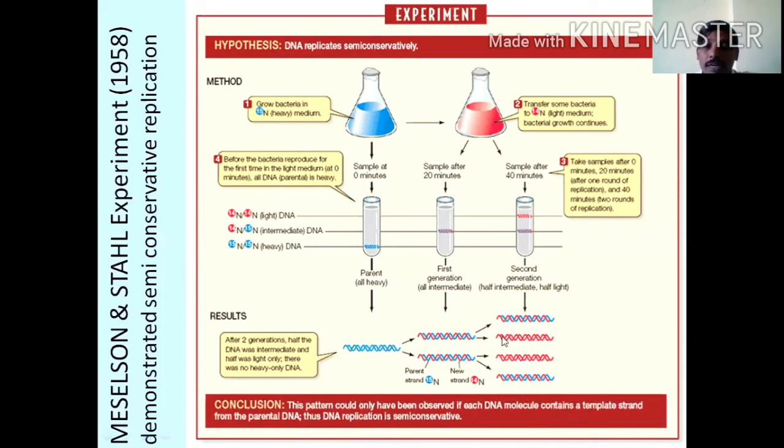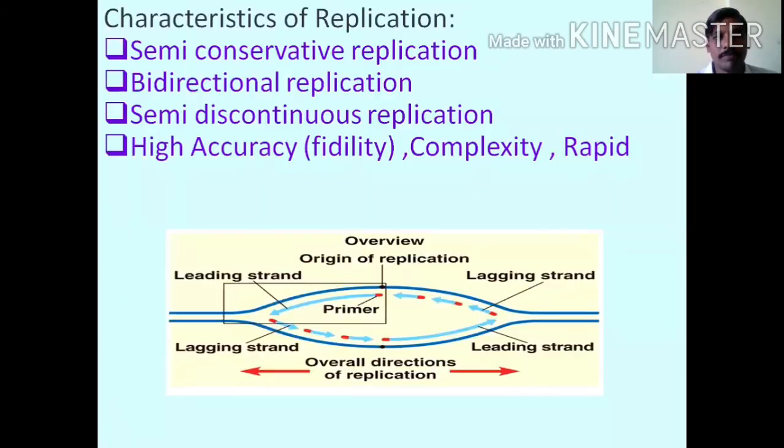See here, this strand is the old chain, and this red color strand is a newly synthesized N14 chain. So only two molecules are of intermediate type, and the remaining are totally light chains. This pattern could only have been observed if each DNA molecule contains a template strand from the parental DNA. Thus, replication is the semi-conservative model. So, in this way, we can prove that the DNA replication process is done in the semi-conservative model only.